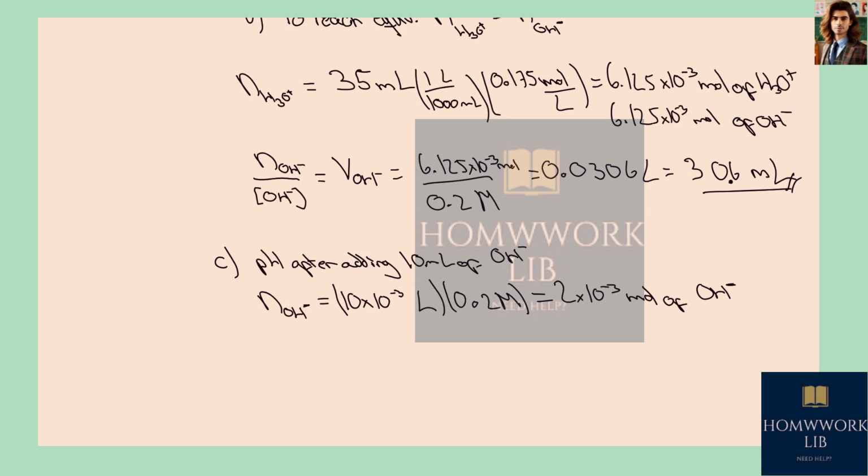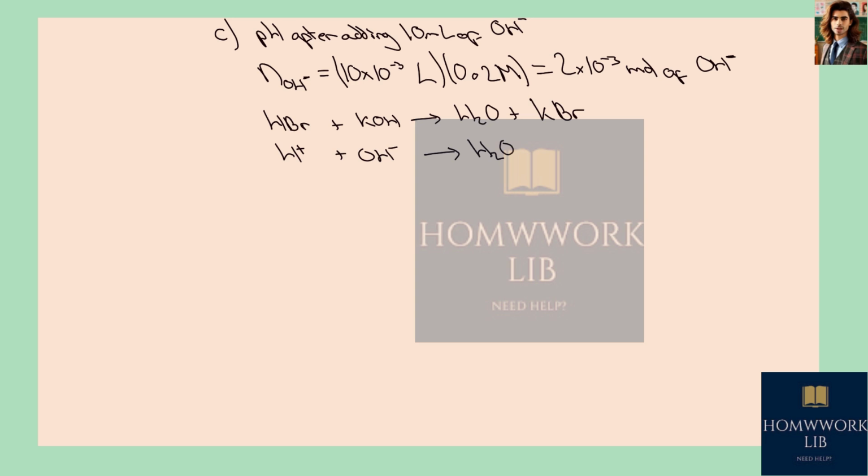So we can proceed with our ICE table. We have HBr plus KOH. I'm going to use this form just to make it a little bit simpler. This is going to produce water plus KBr, right? This is the same thing as doing the H plus OH minus reacts to produce water. At the end of the day, the salt is going to be dissolved in solution, so it really doesn't matter.